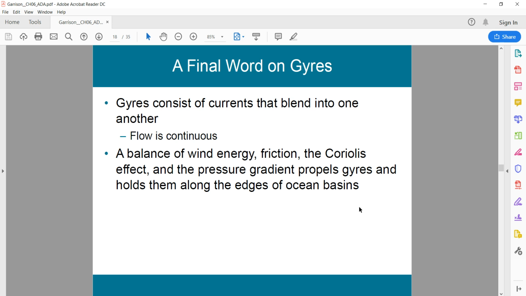Gyres consist of currents that blend into one another. Flow is continuous. It's a balance of wind energy, friction coming from the continental boundary, and the Coriolis effect, and the pressure gradient propels gyres and holds them along the edges of ocean basins.